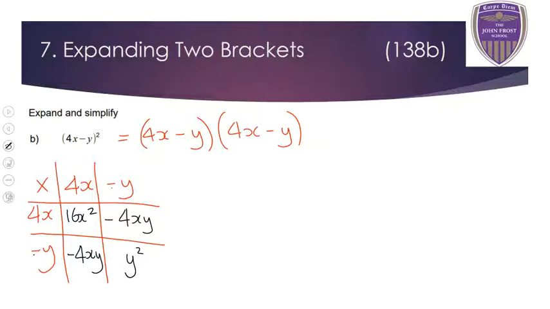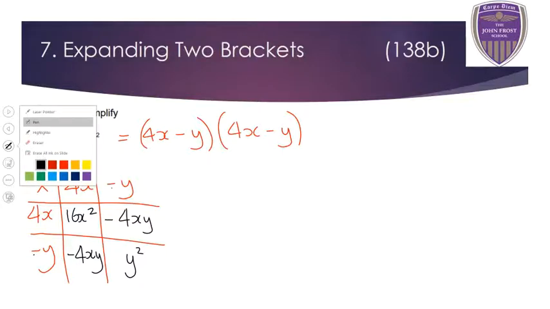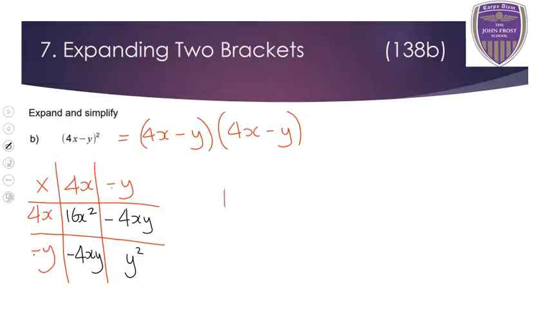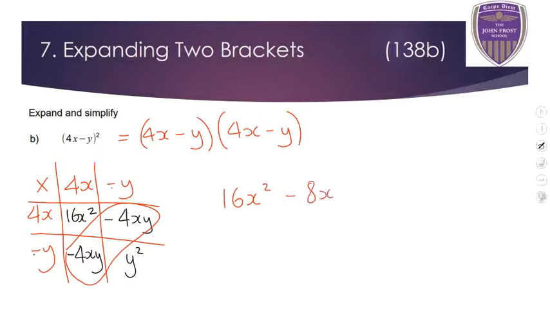So you can still collect together the terms that are the same now. But when you do this, we've got 16x squared. Okay, and then here we've got minus 4xy minus another 4xy, which should give you minus 8xy. Okay, minus 4, take away another 4, and then the y squared on the end. So that is your answer.